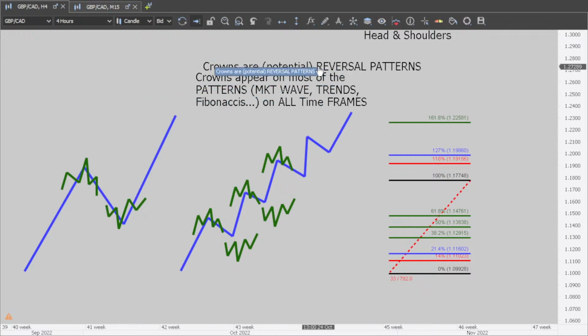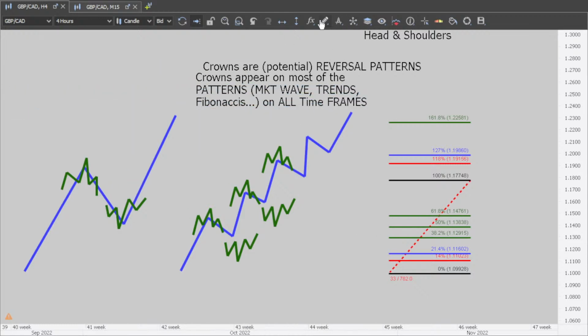Crowns are, why potential? Because of course, there is no guarantee, makes sense? Yes, we are going to check the chart, just give me a second. Okay, crowns are potential reversal patterns. Crowns appear on most of the patterns like market wave, trends, Fibonacci's, on all time frames.